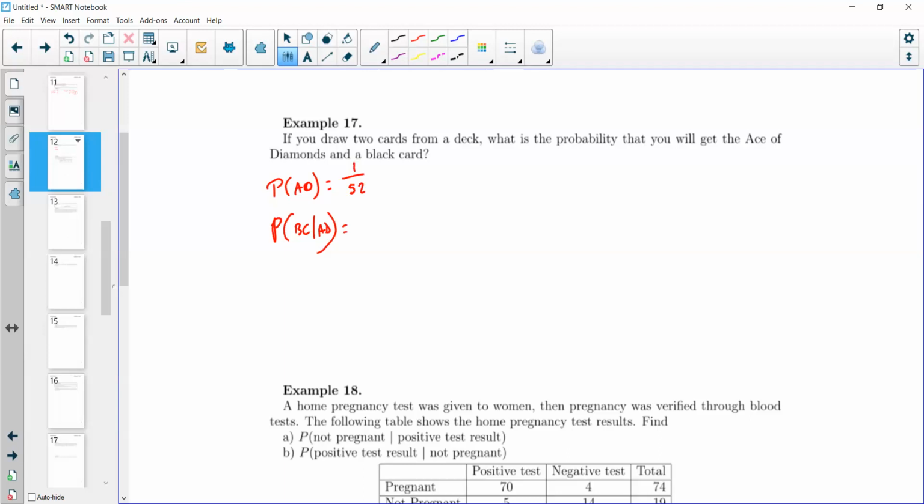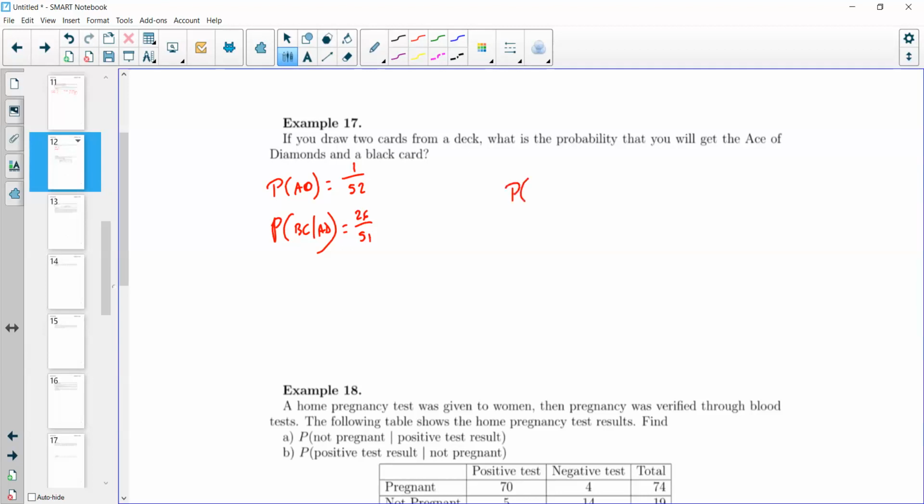Okay, now that I've pulled out and I've gotten the ace of diamonds, what's the probability of getting a black card? So how many black cards are there in the deck? And diamonds are red, so you have 2 suits, right? Clubs and spades. So 26. Now how many cards are left in the deck? 51, because we're taking 1 out.